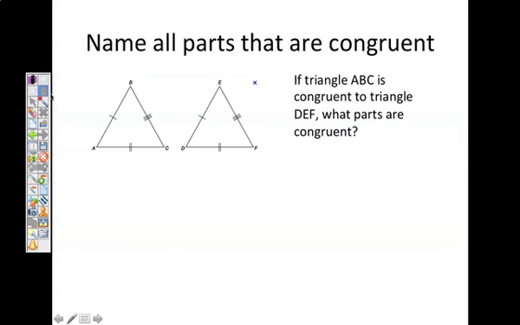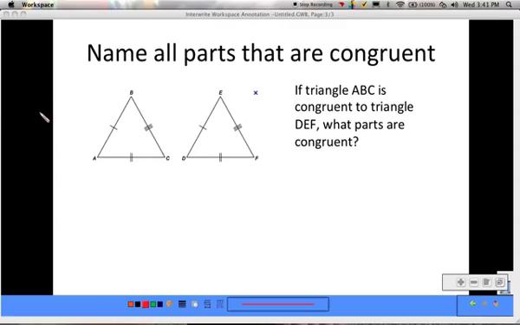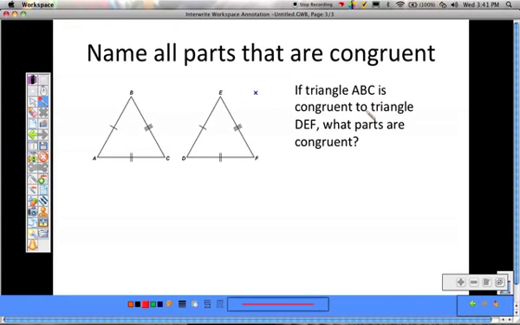Okay, if two triangles are congruent, name all the parts that are congruent. So if triangle ABC is congruent to triangle DEF by side, side, side, what parts are congruent? Well, angle A and angle D are congruent. Angle B is congruent to angle E. And angle C is congruent to angle F. So we have our angles covered.